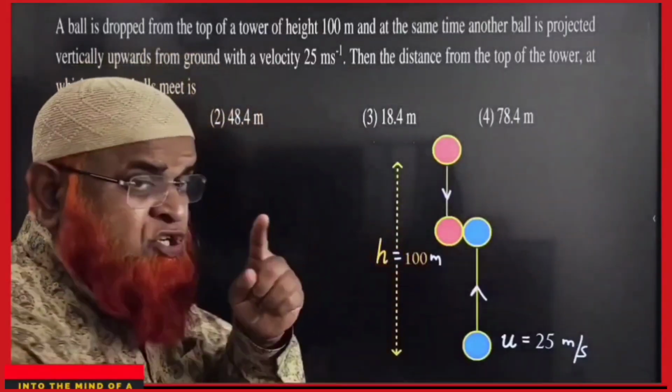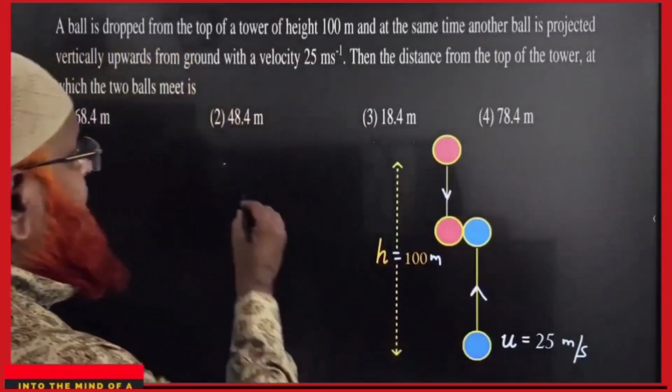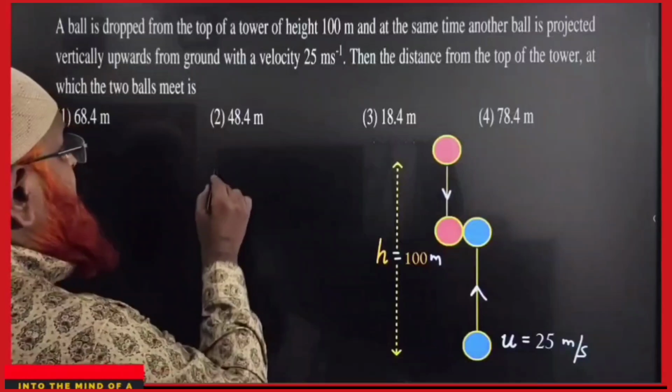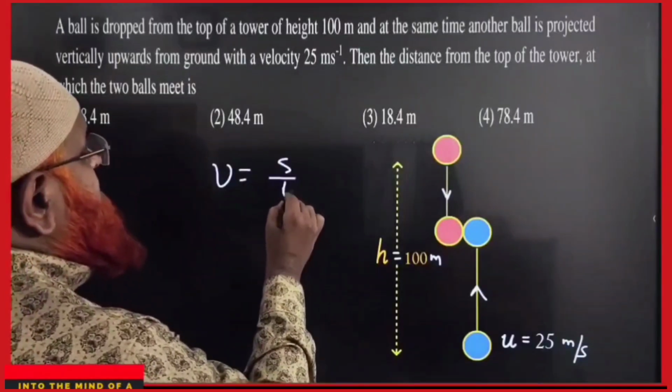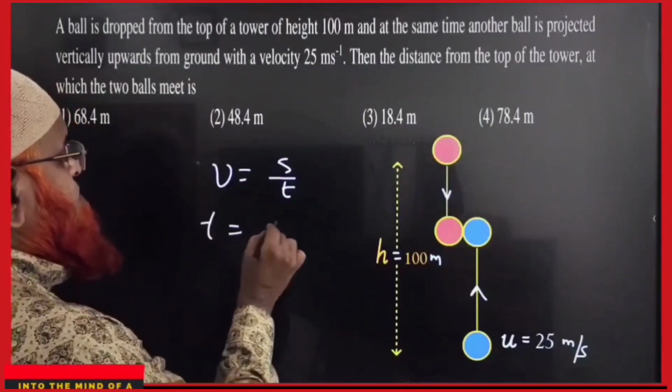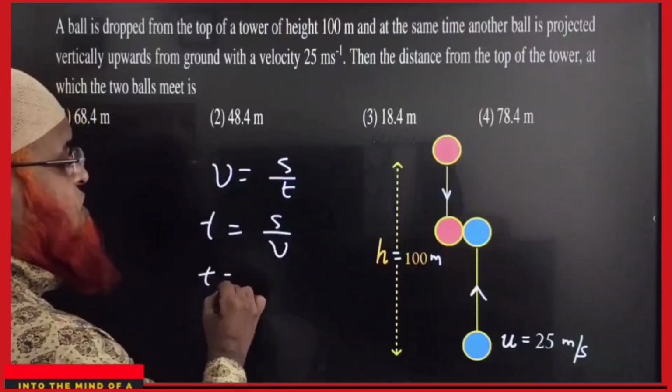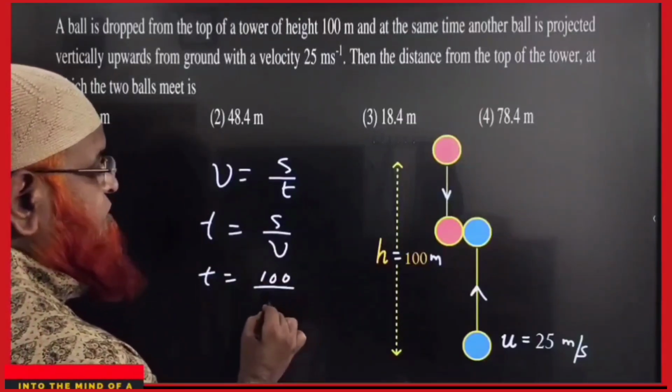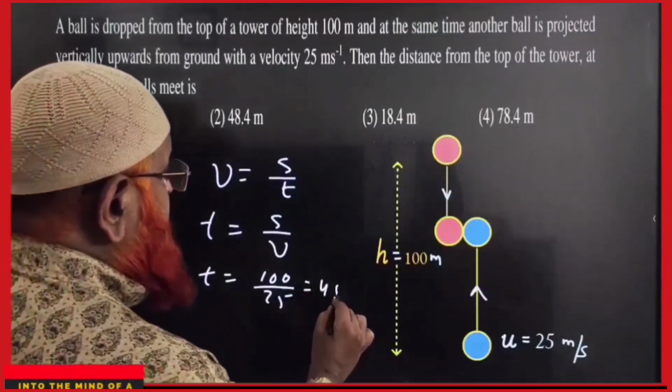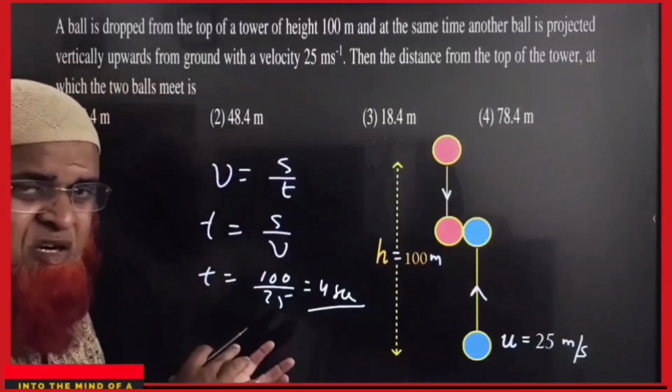For that, I am going to teach you a simple shortcut formula. Velocity is nothing but displacement by time here, so time is nothing but displacement by velocity. Displacement is 100 and velocity is 25, so they are going to meet at 4 seconds. This is a shortcut method to solve the problem.